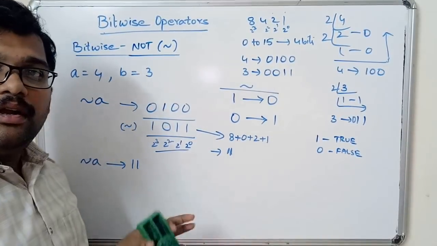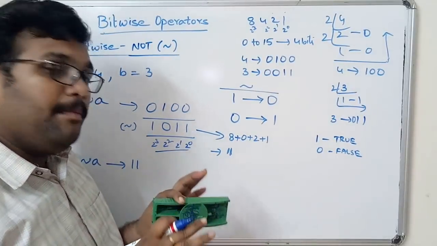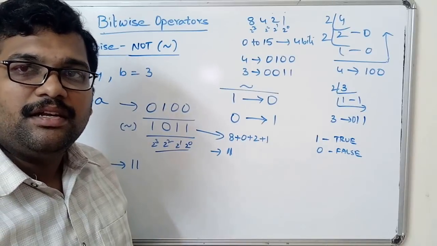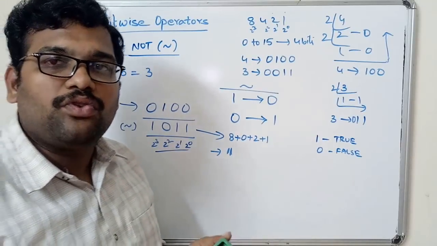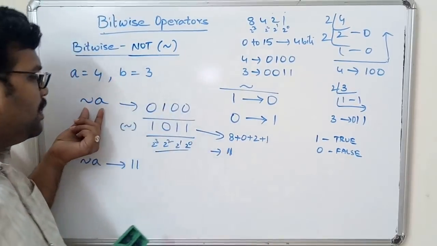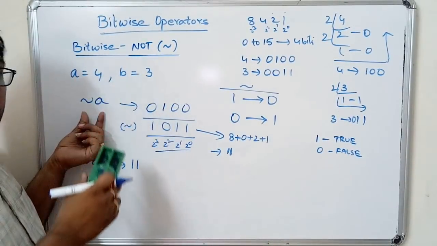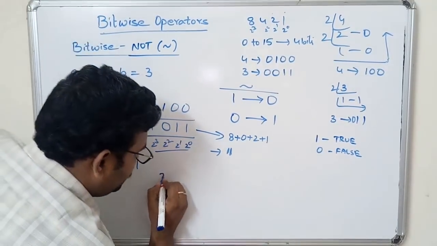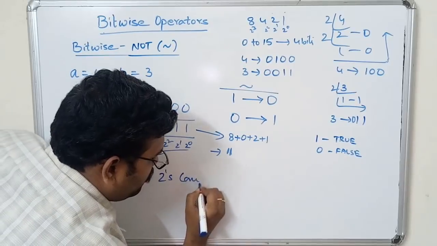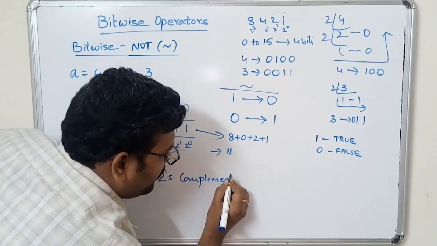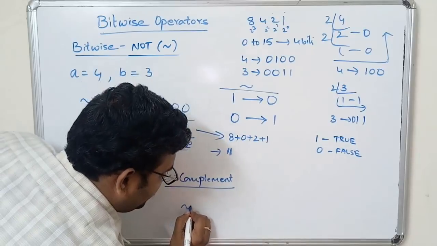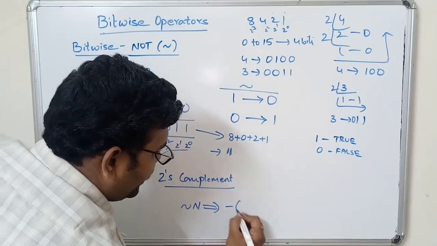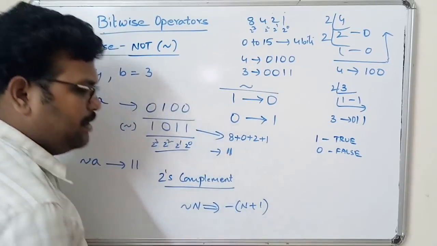Here the compiler may give the result as a negative result. That means it will give the result as a 2's complement. After performing this not operator, bitwise not, the resultant will be the 2's complement. So the 2's complement means negation n is nothing but minus n plus 1. Simple form.